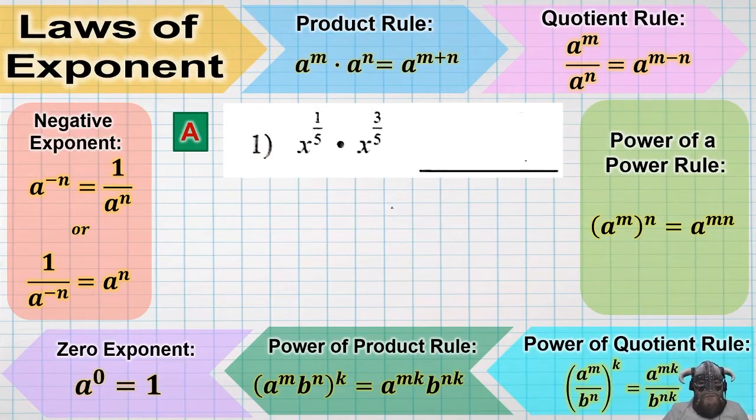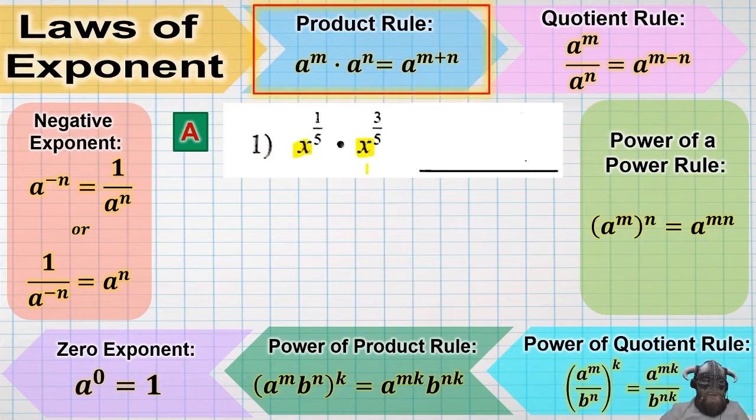In this case, ano yung nakita niyong pwede natin gamitin? So we have x, pareha sila ng base. So from here, they are being multiplied. So product rule ang gagamitin natin. And according to product rule, if you multiply two given expression having the same bases, we just need to add their exponent. So ang magiging solution natin dyan will be x raised to 1 over 5 plus 3 over 5.